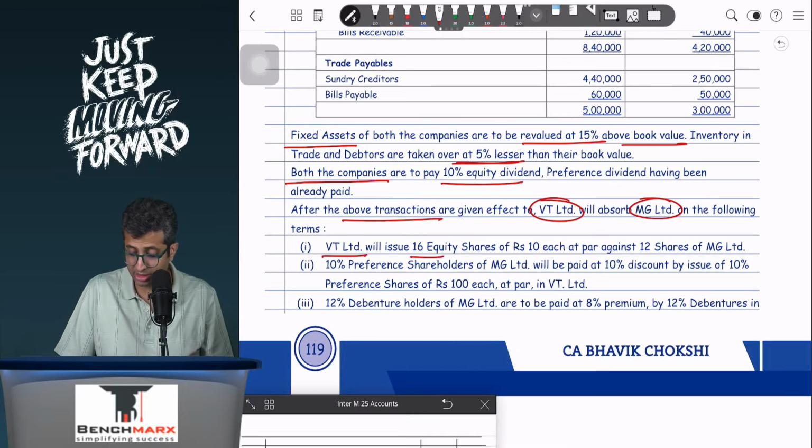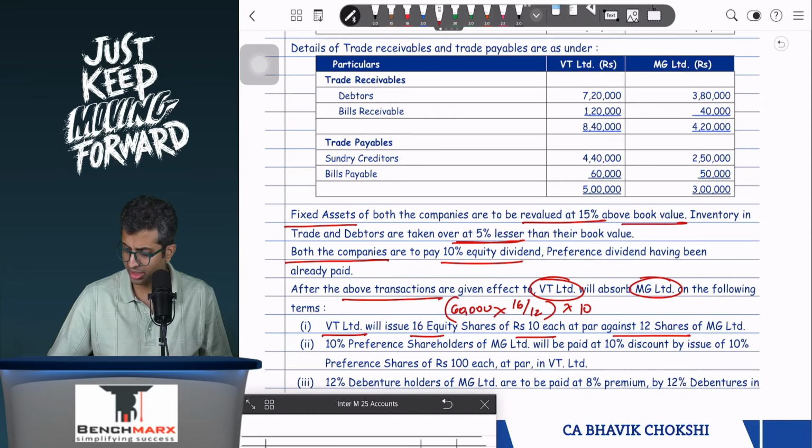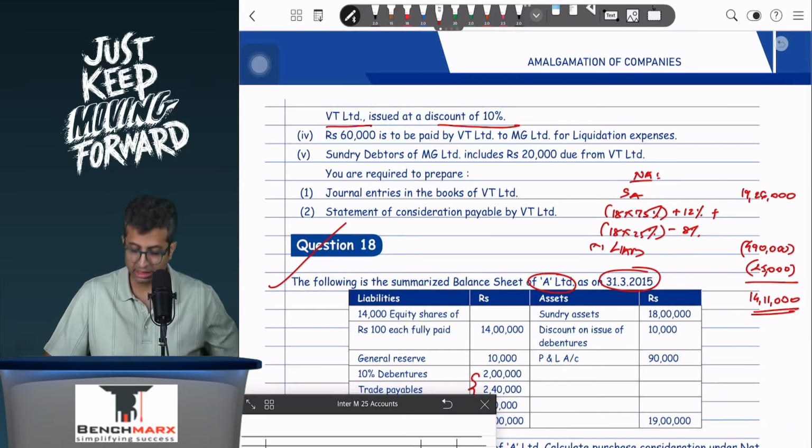MG would have probably 60,000 shares into 16 divided by 12, whichever number comes, into rupees 10. So this is 60,000 divided by 12 into 16 into 10, maybe 8 lakhs. This is a part of purchase consideration. 10% preference shares to be paid at 10% discount. So whatever the preference shares are, 2 lakhs at a 10% discount, maybe. This is 1,80,000. And 12% debentures are to be paid at an 8% premium by 12% debentures in VT issued at a discount, exactly the same adjustment.